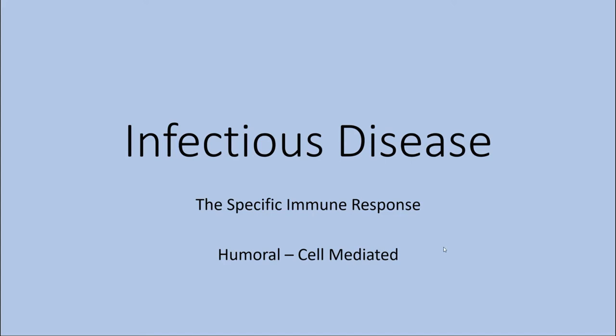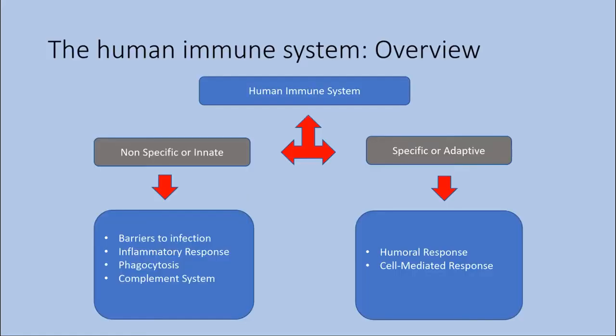Today we're going to be talking infectious disease and specifically the specific immune response. Let's start with a recap as we normally do. The human immune system is built on two distinct sections: the non-specific or innate, and the specific or adaptive.